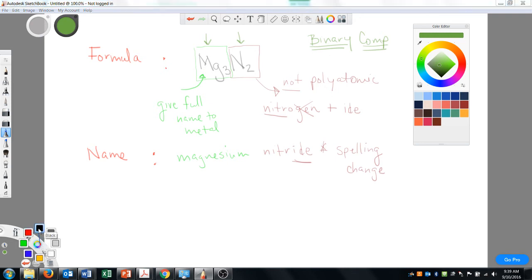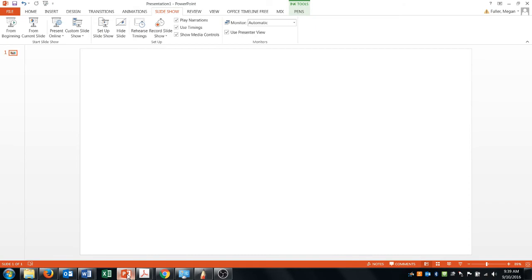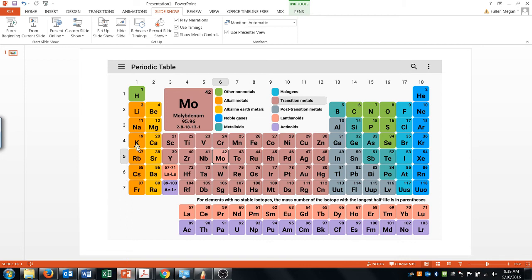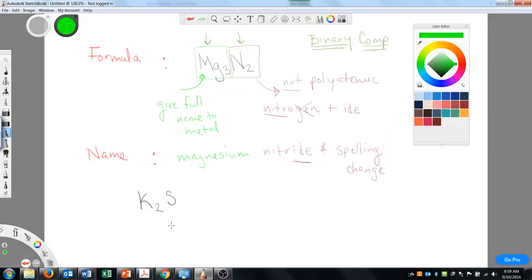Now that we've gone through one pretty slowly, the rest are going to come along pretty quickly, right? So let's imagine that I show you this guy. If we're evaluating this, we're going to ask ourselves the same set of questions. We're going to look at the metal. We're going to find out that potassium lives here, right? Potassium's a main group metal, so we know that he just gets his normal name. So we're going to say potassium.